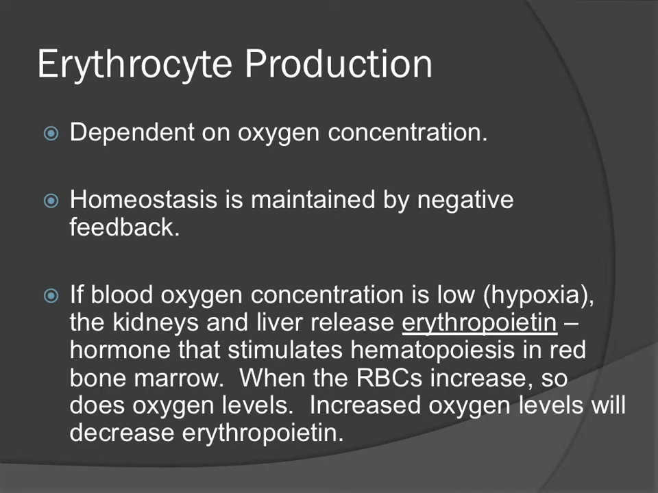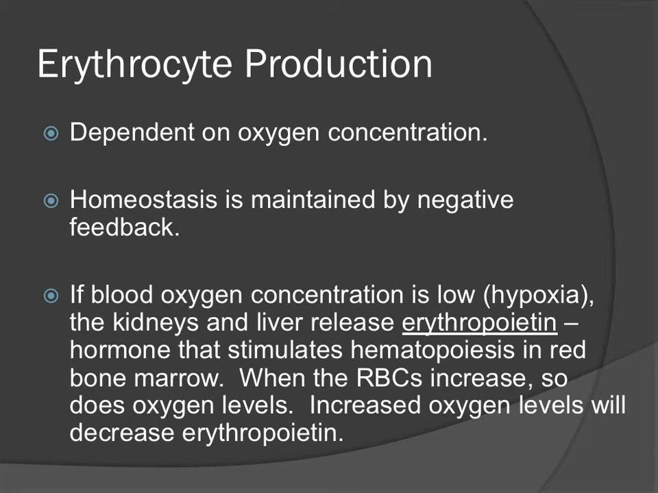So our red blood cell production, also known as erythrocyte production, is dependent on oxygen concentration. Homeostasis is maintained by negative feedback. Remember, most of your examples are going to be negative feedback, getting you back to normal, or homeostasis, as soon as possible. And you need to understand that this is related to the negative feedback system.